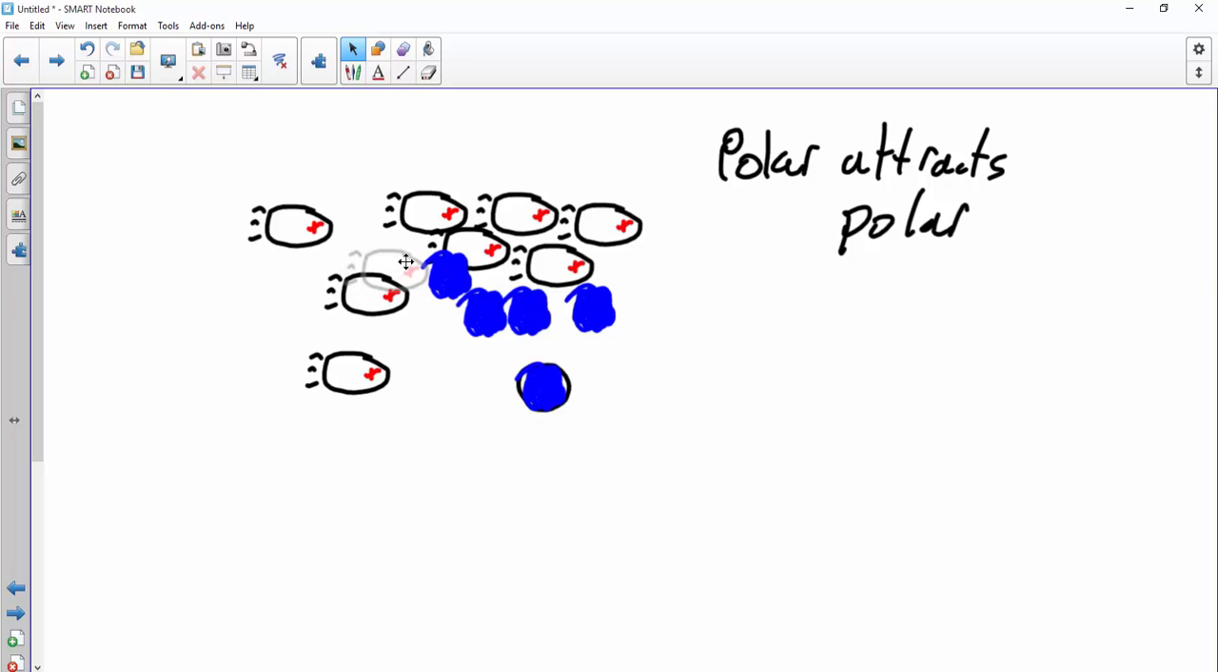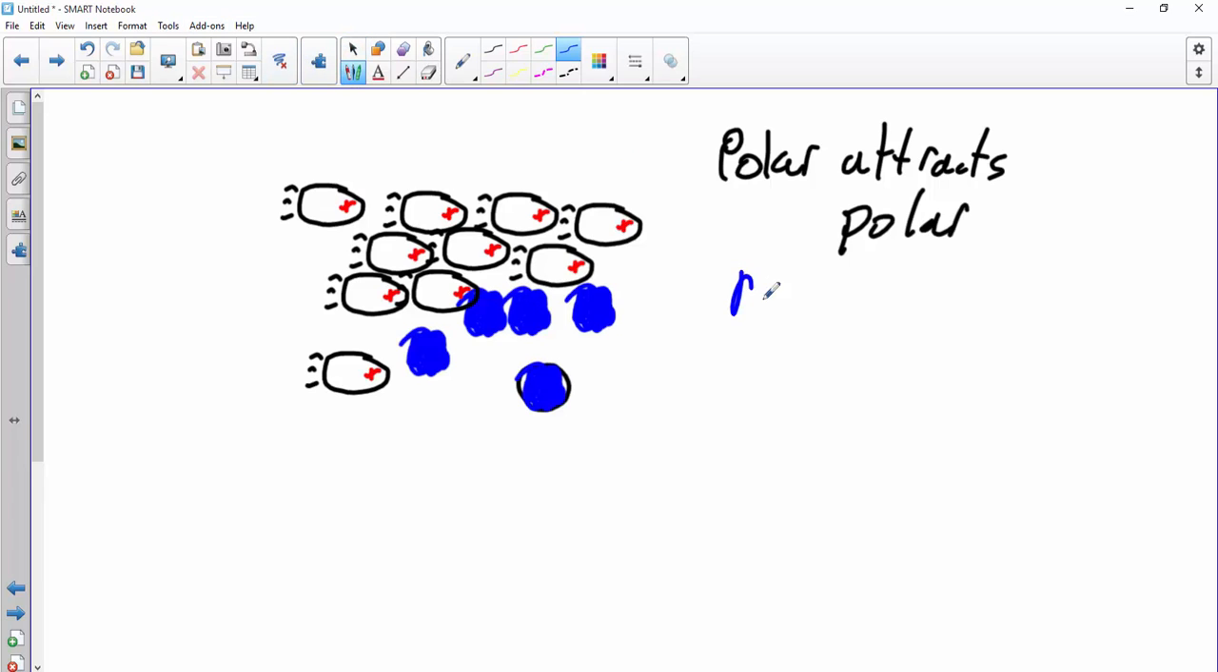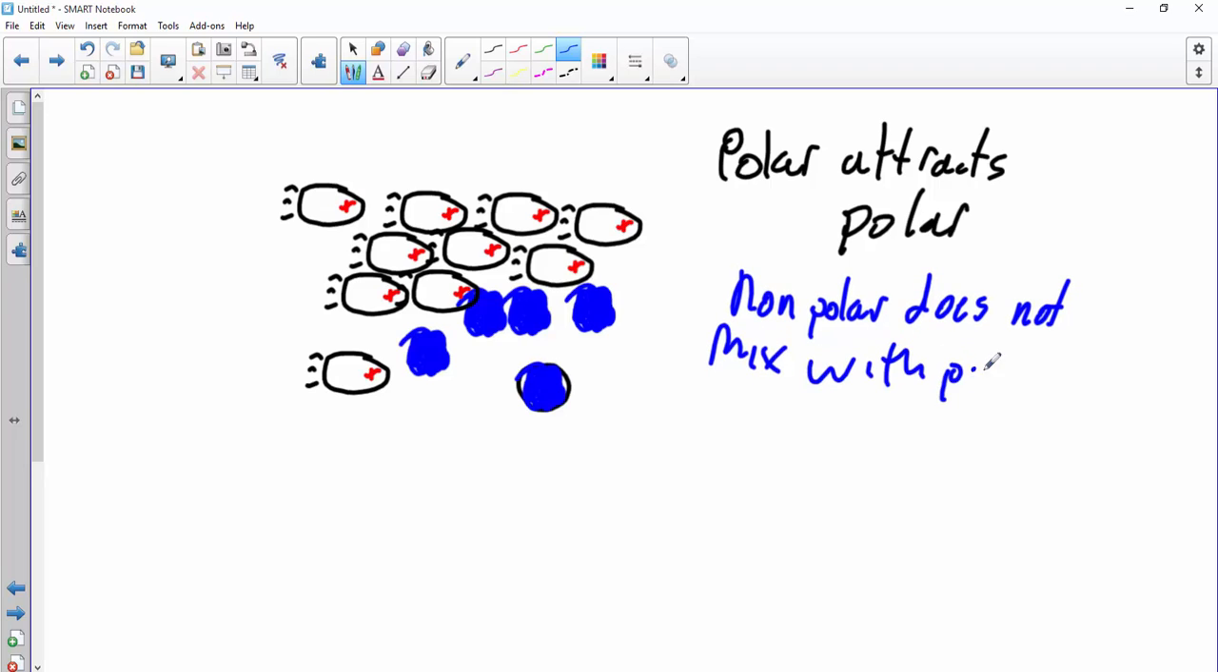But if there's another polar molecule here, it's actually going to kick this thing out of the way so it can go line up and be with its polar buddies, so it can get its plus and its minus lined up. It's just like if I had a bowl full of magnets and I threw a BB in there: the magnets are going to stick together and the BB's not going to stick to anything. So when I mix nonpolar in with polar, they don't mix very well at all. Nonpolar does not stick to polar. Nonpolar does not mix with polar.